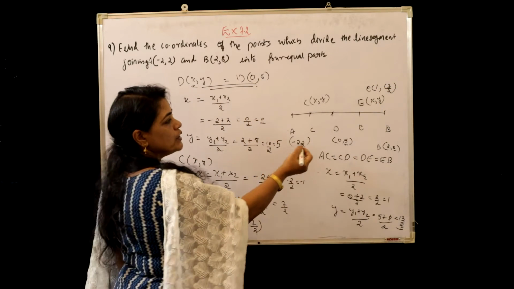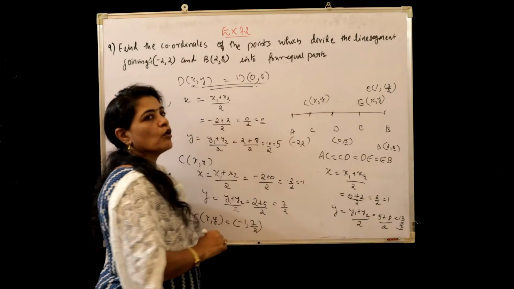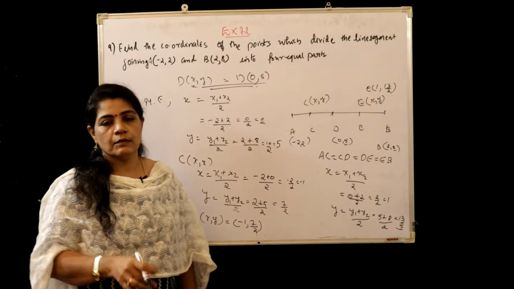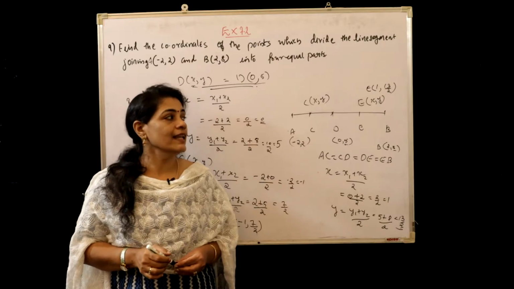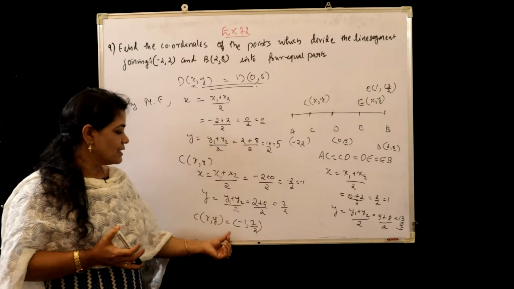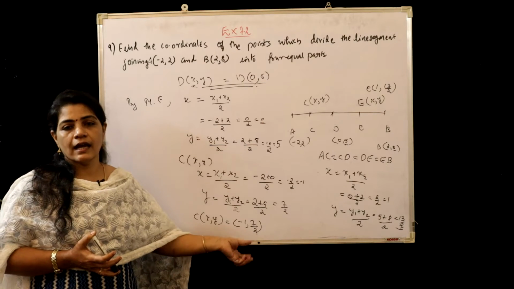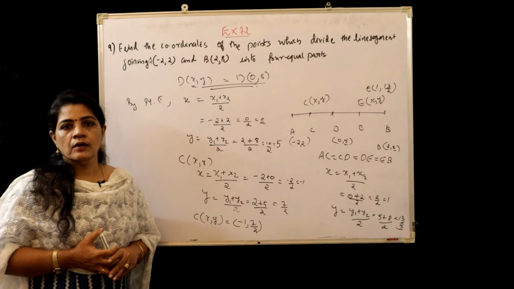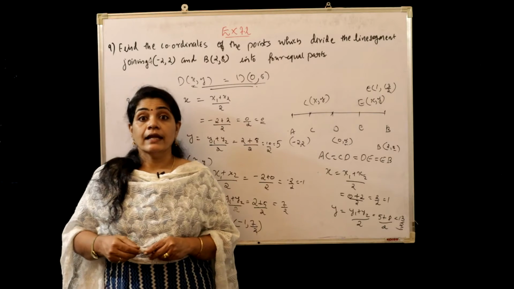Okay, here point D we have got, that is (0, 5), by taking D as the midpoint of AB. And E we have taken as the midpoint of AD, and we have seen that E is equal to (-1, 7 by 2). So this is all about this 9th question.